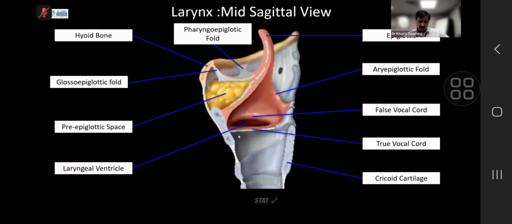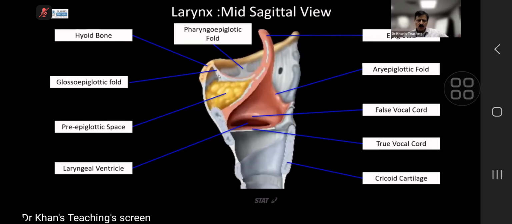On this, we can see that this is, of course, the thyroid cartilage. This is the arytenoid cartilage. And we can see that this is the true cord level. Here, this is the cricoid cartilage, and this is the anterior ring, the signet ring. Now, this is the epiglottis. This is the hyoid bone, and the thyrohyoid membrane, which is this one. Now, this thing we have already learned.